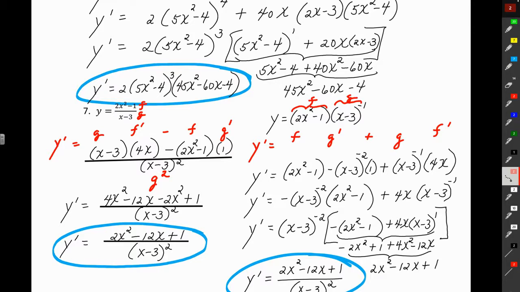All right, so lots of practice, just you deciding now what to use and getting comfortable with all these different rules.